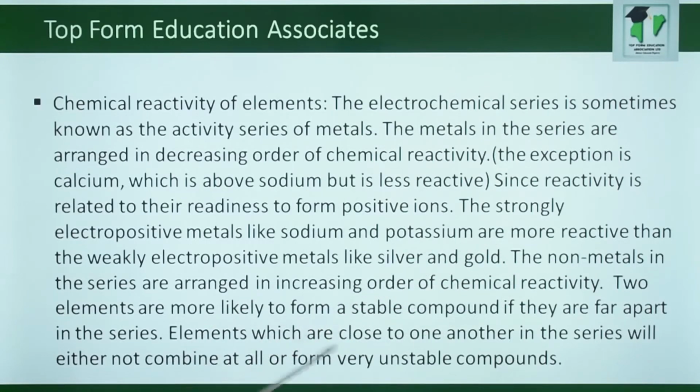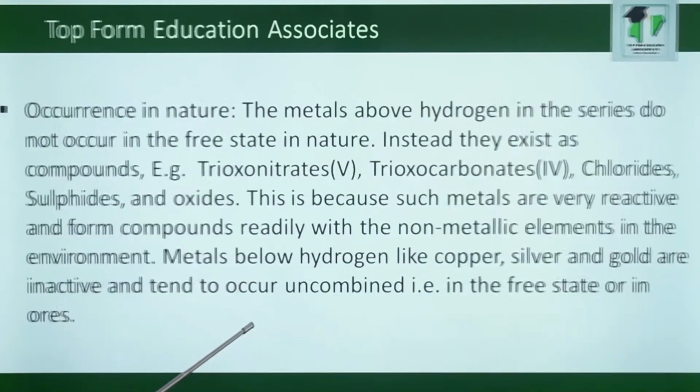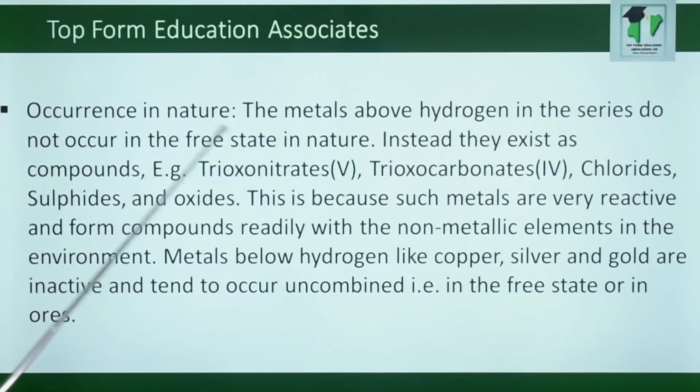The non-metals in the series are arranged in increasing order of chemical reactivity. That is, the one that is more reactive is above the one that is less reactive. Two elements are more likely to form a stable compound if they are far apart in the series, meaning that metals can react with non-metals to form a stable compound. Elements which are close to one another in the series will either not combine at all or form very unstable compounds. Occurrence in nature. The metals above hydrogen in the series do not occur in the free state in nature.